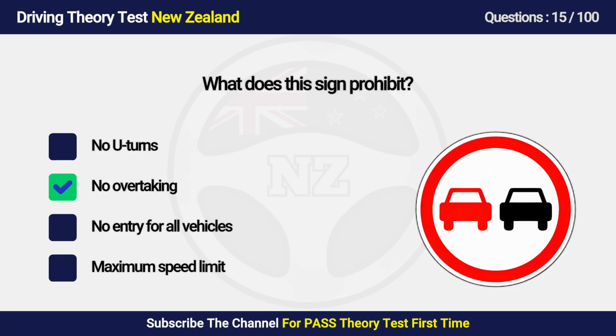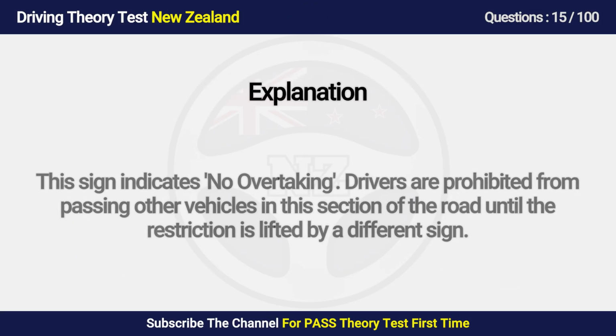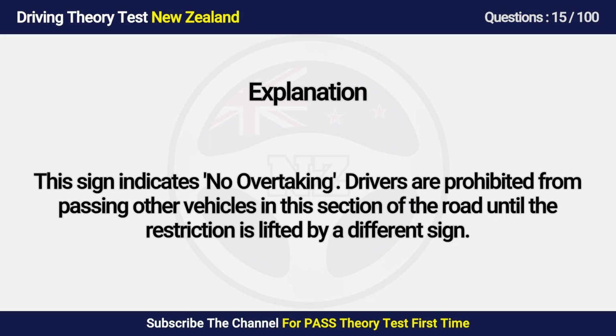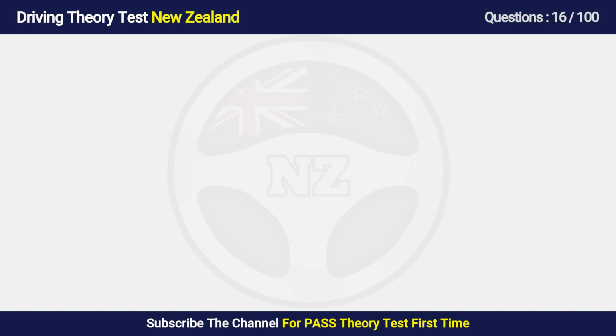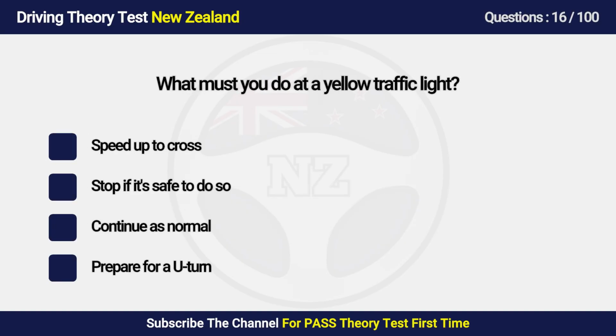Answer is B. No overtaking. This sign indicates no overtaking. Drivers are prohibited from passing other vehicles in this section of the road until the restriction is lifted by a different sign. Question 16. What must you do at a yellow traffic light?